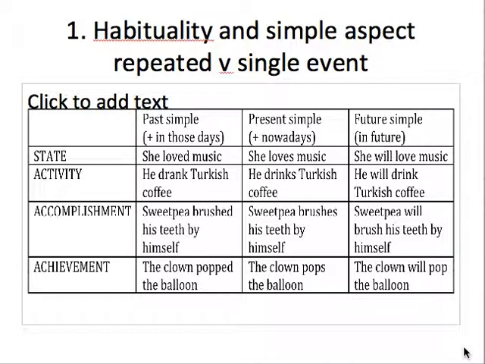And then you can look at present simple, and you can add on nowadays. She loves music nowadays. He drinks Turkish coffee nowadays. Sweet Pea brushes his teeth by himself nowadays. The clown pops the balloon nowadays. So those are all habitual.